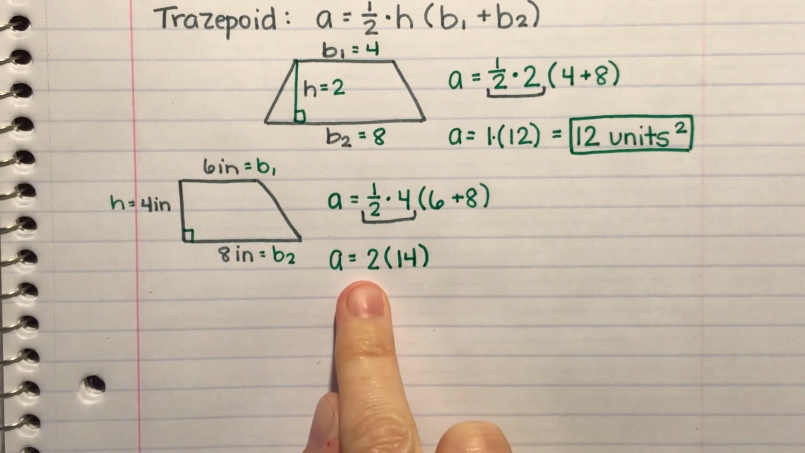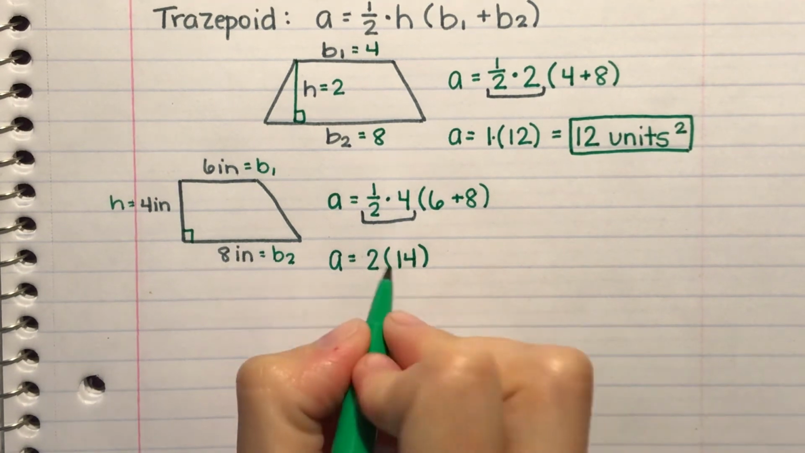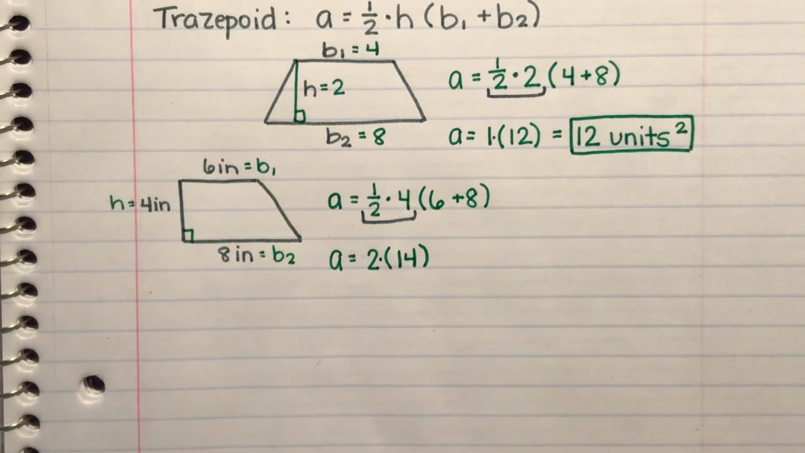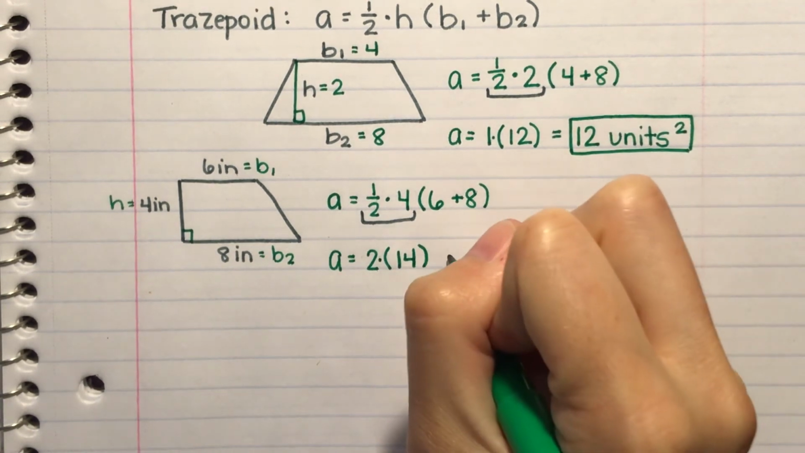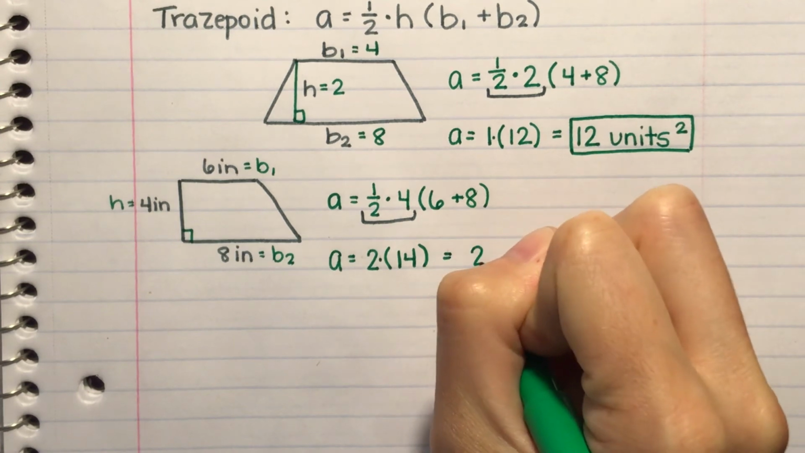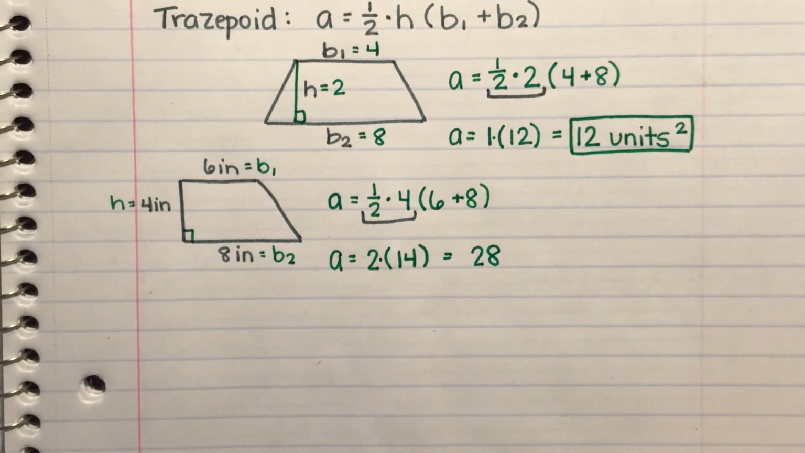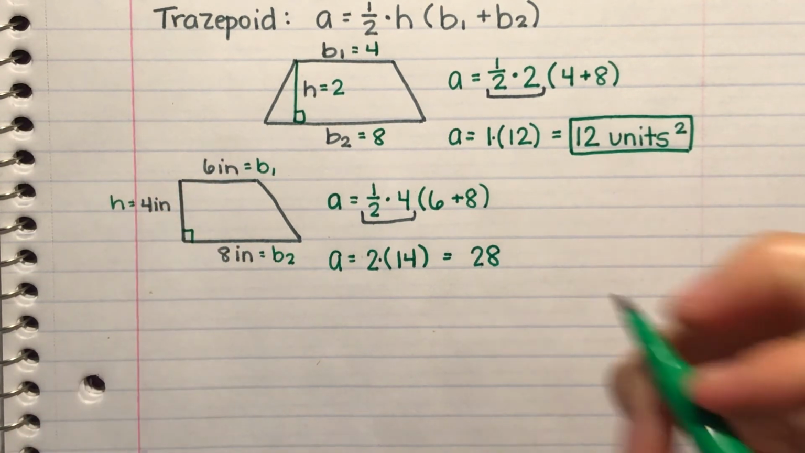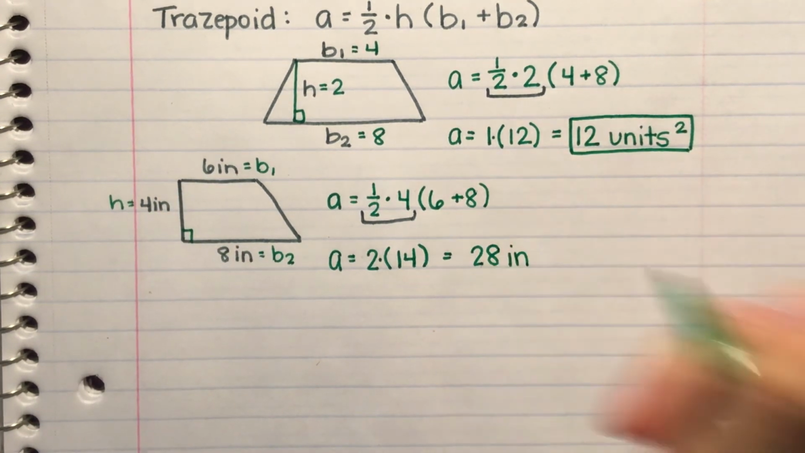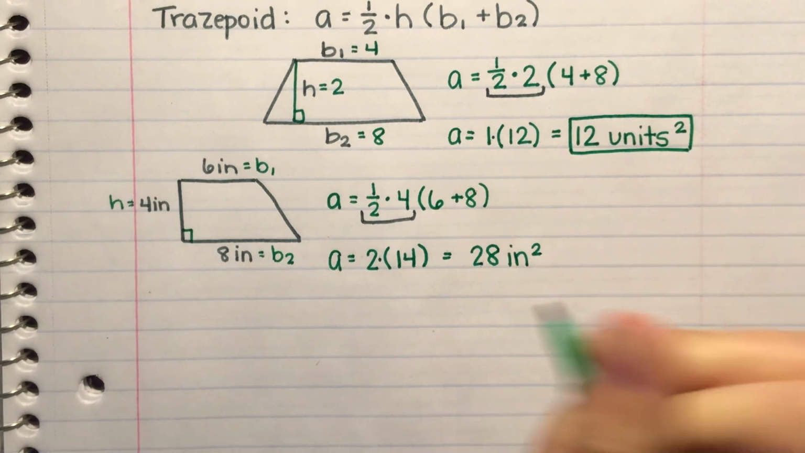All right, so now remember, this last part here is telling me to multiply these two together. So now I have 2 times 14 as my final step to find the area of this trapezoid. 2 times 14 makes 28. This time it did tell me what I was labeling it with. It said inches, and area is always inches squared.